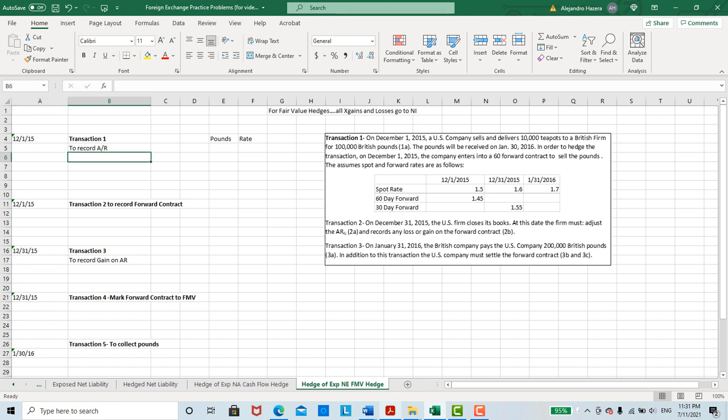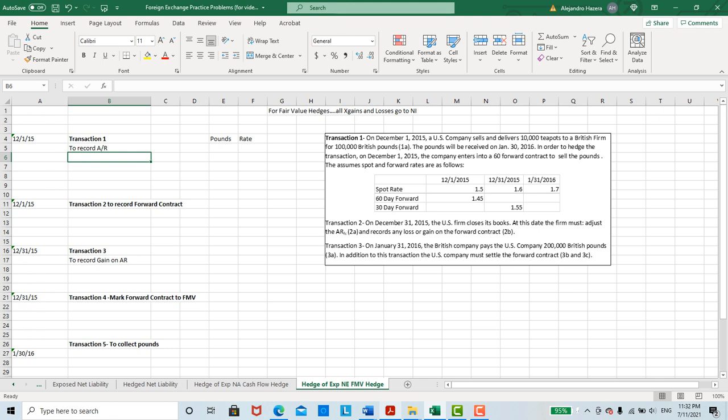Okay, so we have a transaction here. December 1st, 2015, U.S. company sells and delivers 10,000 teapots to a British firm for 100,000 British pounds. Call it whatever transaction you want. Pounds will be received on January 30th, 2016. So this is a 2-month contract, not a 3-month. On December 1st, the company enters into a 60-day forward contract to sell the pounds to the exchange broker. There's the following rates. Okay, so we're going to actually record the forward contract here, but it's going to be without a discounted premium explicitly, but that's going to be accounted for in how we value the forward contract.